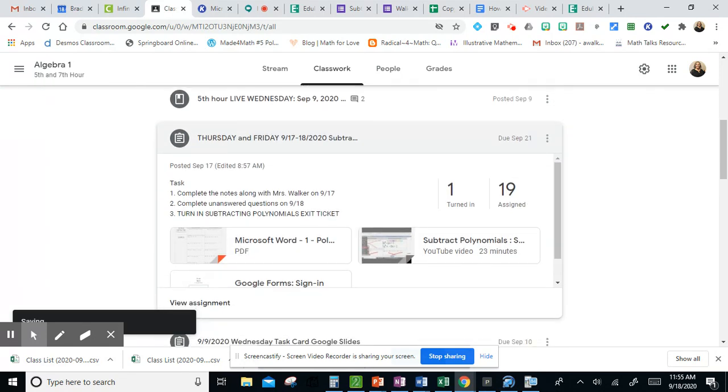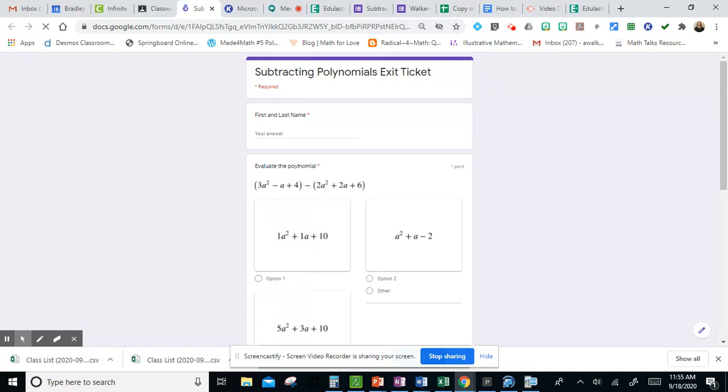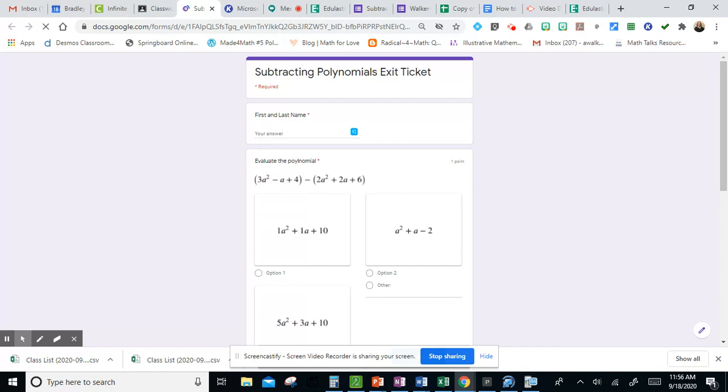Sorry, it's super slow. The first thing is notes. The second post is the video from yesterday. The third thing says Google Forms. You need to click on Google Forms. There are 2 subtracting polynomials questions. They are multiple choice, but please don't just blindly check them off and say you're done. Actually practice. It's only 2 questions.